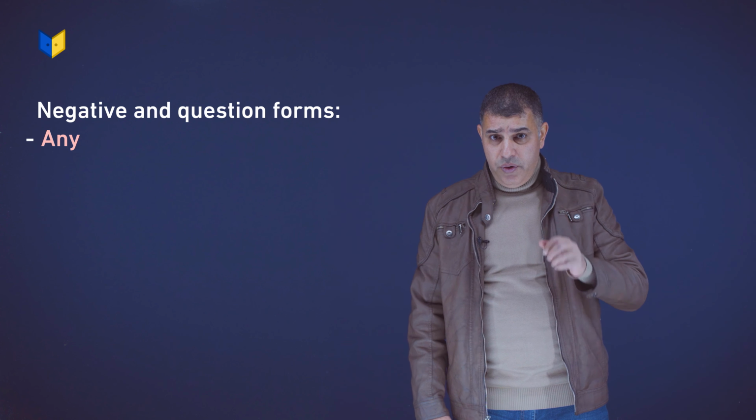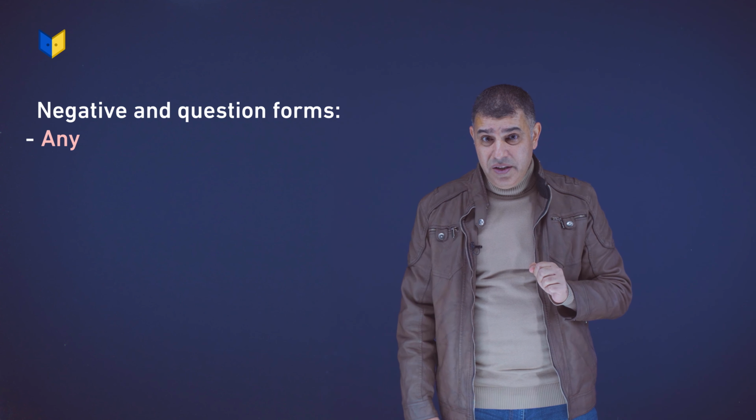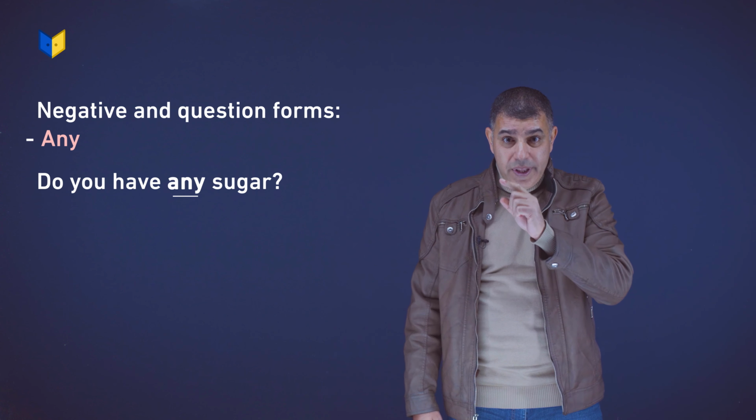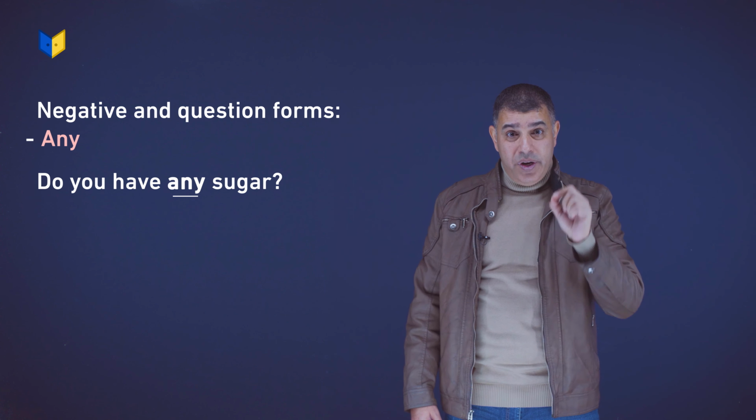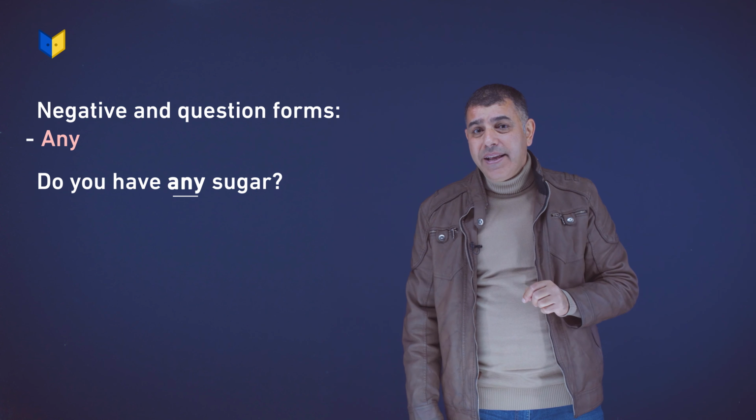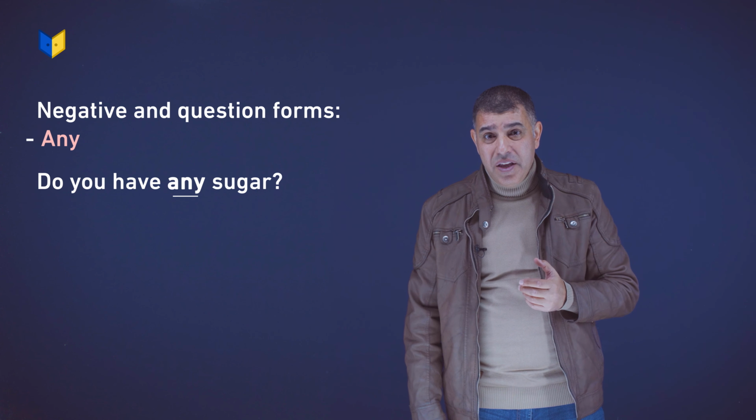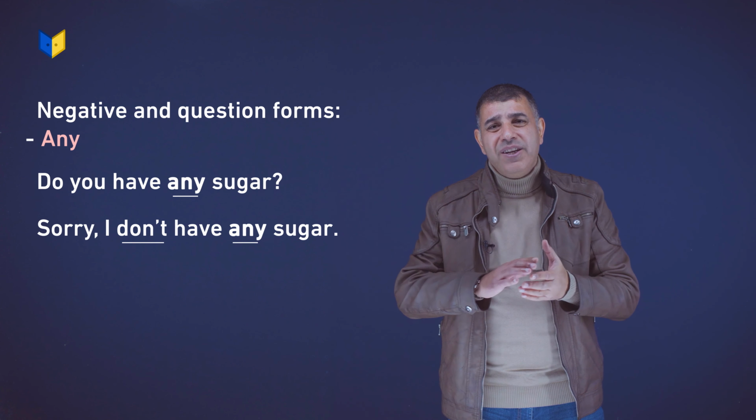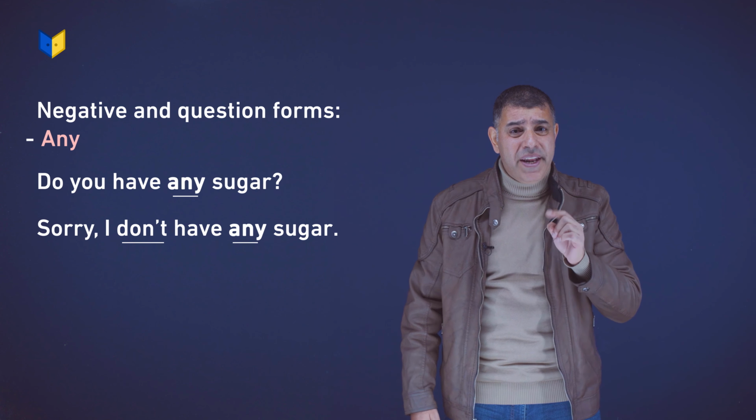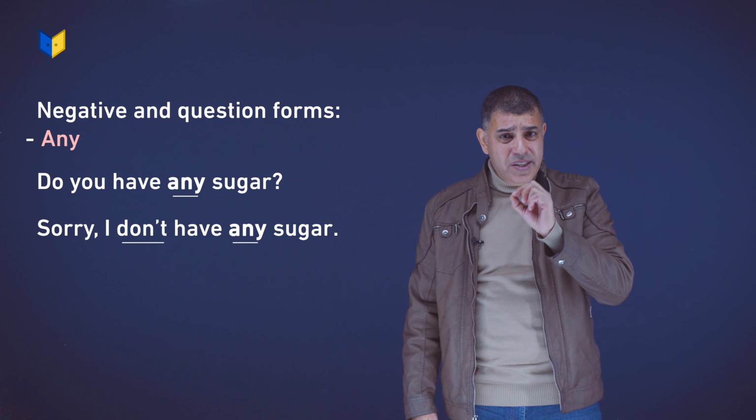You go to his door, you knock at the door and you will ask, do you have any sugar? لاحظوا شو. Do you have any sugar? يعني عندك سكر. He will answer me, he will say, sorry, I don't have any sugar. ما عنده. فبقول لي I don't have any sugar. لاحظوا في النفي كمان استخدمت any.